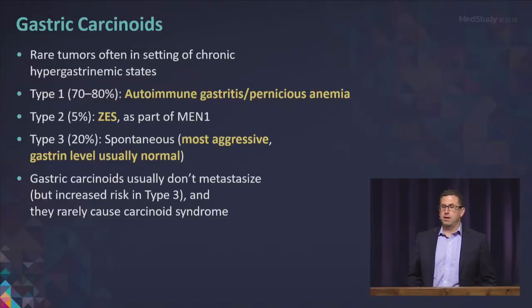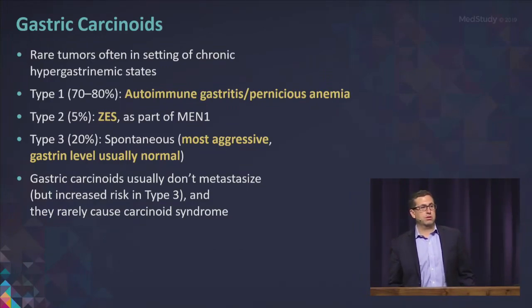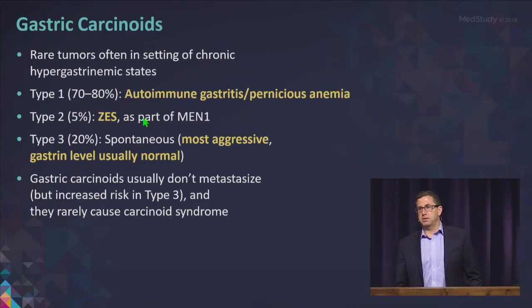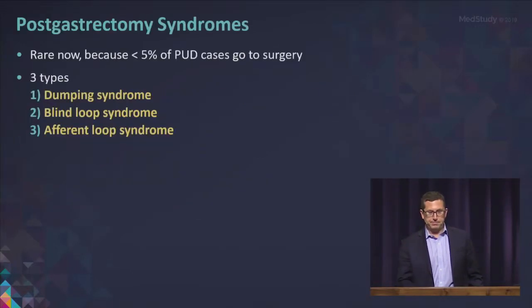There's type 1, which is associated with pernicious anemia. There's type 2, which is associated with Zollinger-Ellison syndrome. And then there's type 3, which is spontaneous. The key here is that the spontaneous one is the most aggressive and has a high rate of metastases. And also the type 3 one is associated with a normal gastrin level, whereas type 1 and 2 are associated with high gastrin levels. So if there's a question on the test asking about type 3 carcinoids, normal gastrin and aggressive compared to the types 1 and 2.